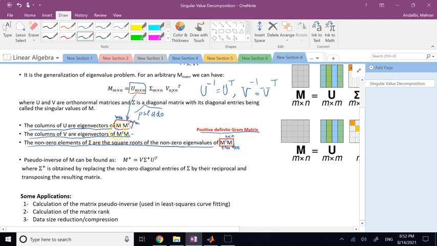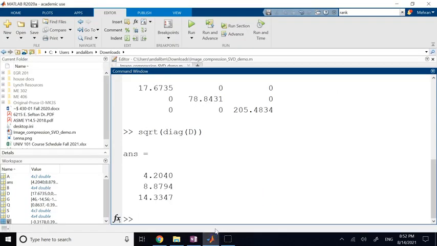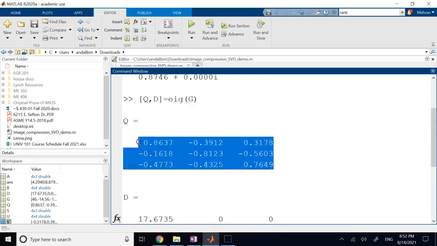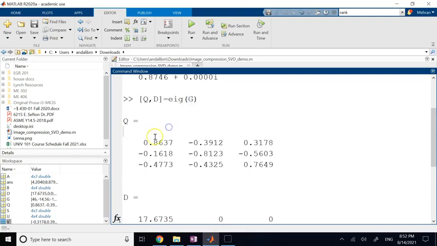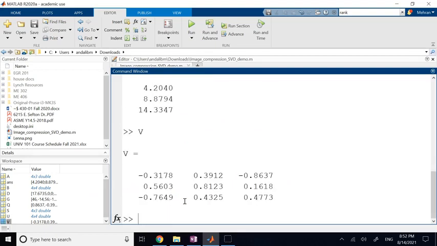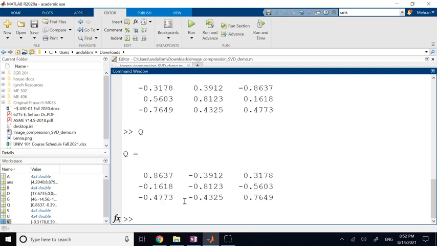Now, if you look at the eigenvectors of that, they should be the columns of V, right? So when we applied this eigenvalue command to the gram matrix G, A transpose A, it gave me this matrix Q, and the columns of Q are eigenvectors of G. And so these columns should also be the columns of the V matrix. So V was this and Q is this.